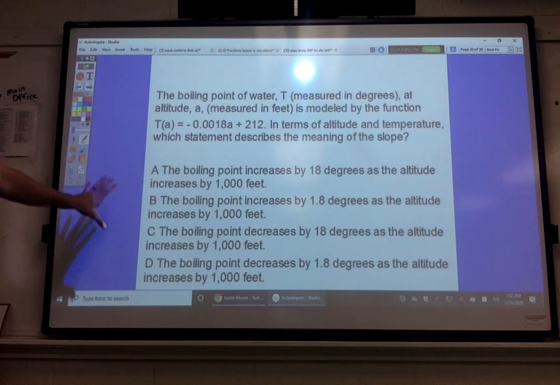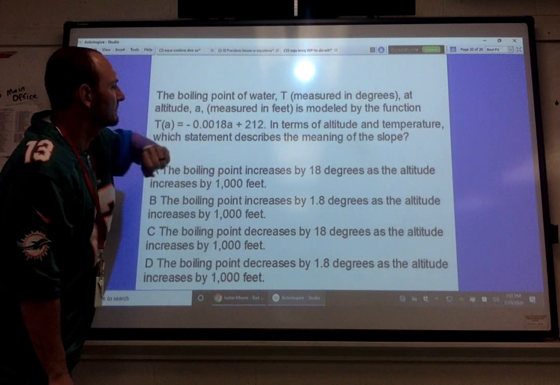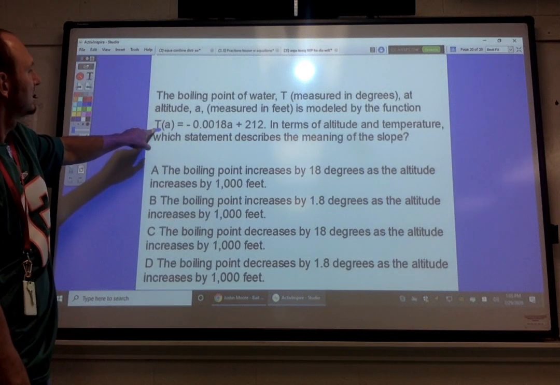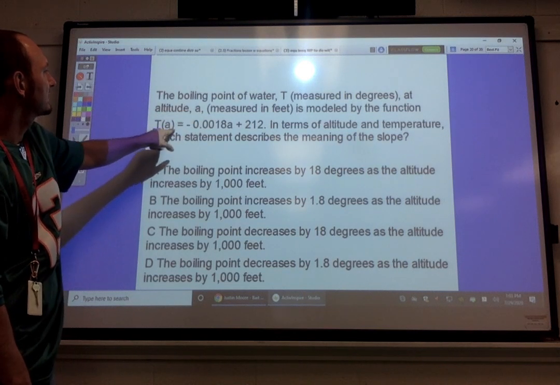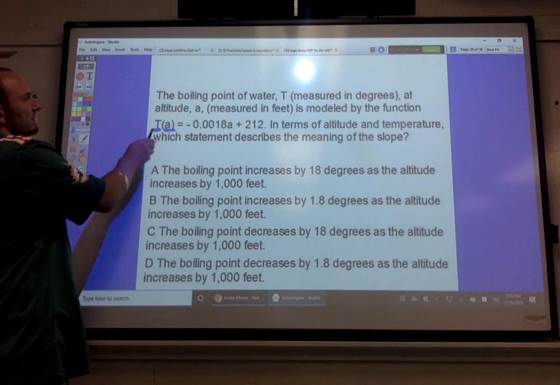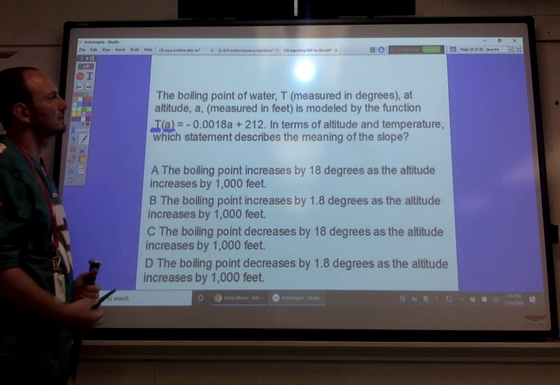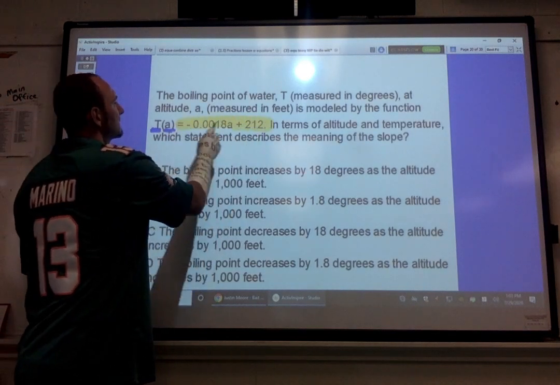And this is more of interpreting the equation. This is where we get into functions. So, it's a lot of letters. It's essentially the same skill. The boiling point of water, T, measured in degrees. Okay, so T here is degrees, and it's dependent on the altitude A in feet. So that right there is telling me if I want to know the temperature, I need to know the altitude, or how high something is in feet. So then they give me this big old formula here to represent this situation.